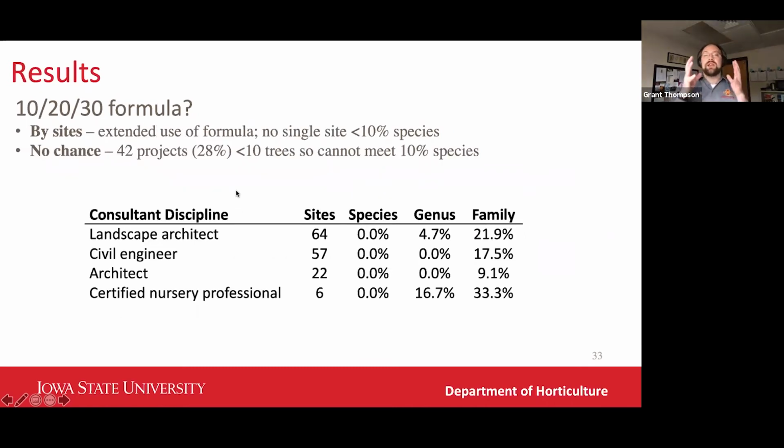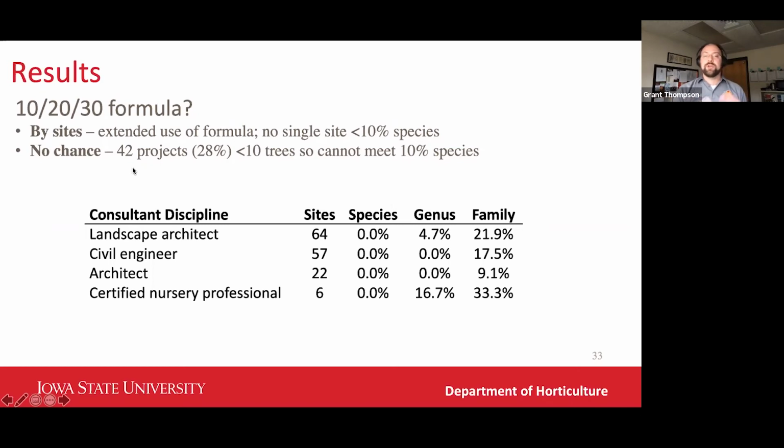If we look at it at an individual site, so instead of looking at all of the consultants' work in total, if we look at the site level, no single site met 10-20-30. Now, 10-20-30 was developed for managing a community forest, but some folks have looked at the individual site level, which is what we did here. So it's kind of an overreach, if you will, over-applying 10-20-30, but it's interesting.